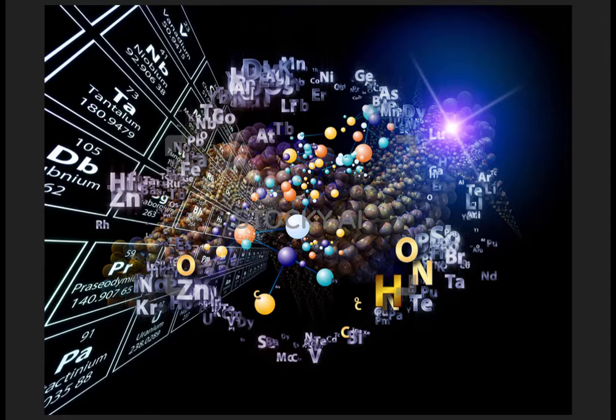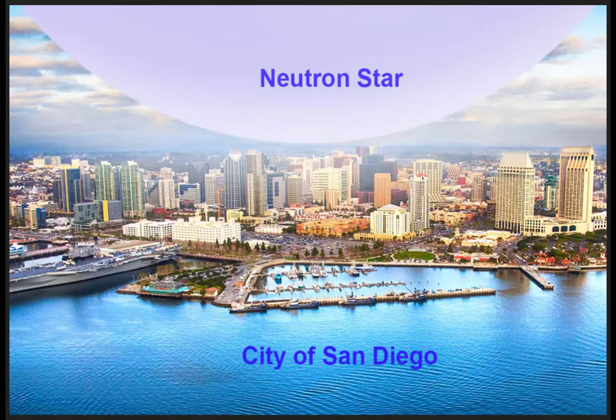After all the elements are built during the supernova explosion, next the core of the star is going to collapse. If the core has more than 3 times the mass of the sun, the core will become a black hole. If the core has less than 3 times the mass of the sun, the core will collapse and become what is called a neutron star. A star about the size of San Diego, approximately 10-15 miles across.